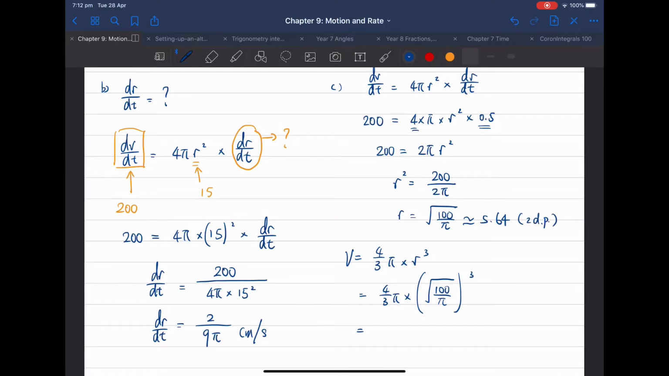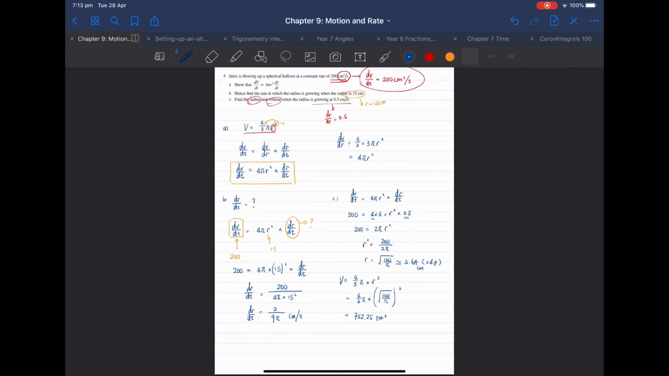And then for that one here, 4 over 3 times pi times the square root of 100 over pi, and the entire thing we need to raise to the power 3. Okay, so that becomes 752.25, and this is cubic centimeters, and the previous unit is centimeters. Okay, so that's how we do it. So it's pretty easy and a straightforward question.